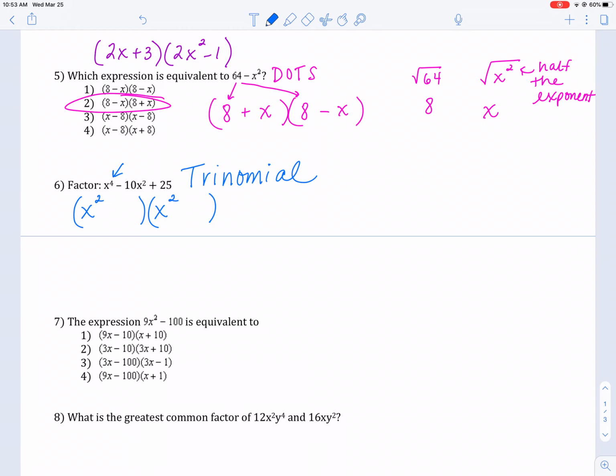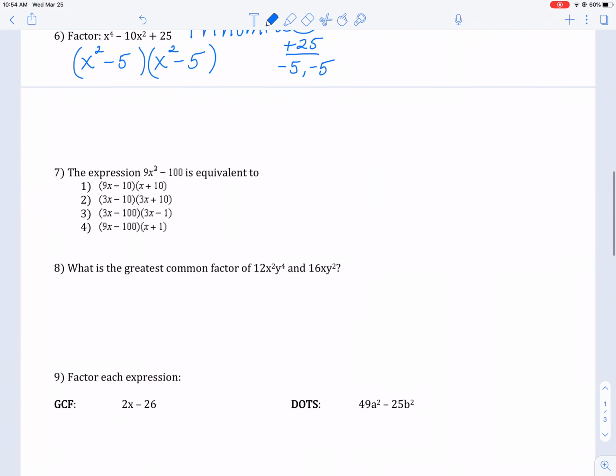x squared comes down. You're going to pull off that positive 25, and you're going to ask yourself, name 2 numbers that multiply to 25 and that add to -10. They have to both be -5. So when you put those in, x squared minus 5 times x squared minus 5 would be your answer. Okay, going on to the next page.